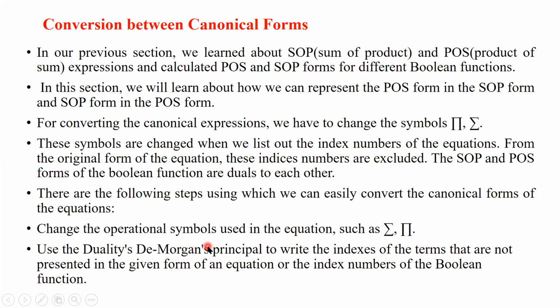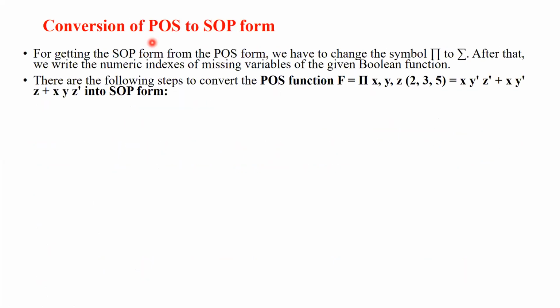Now just write down the heading, and we will see with an example how you will convert between canonical forms. Converting between canonical forms means converting a product of sum into a sum of product expression and vice versa. So how do I do this conversion? First is for getting the SOP, the sum of product, from POS form. So suppose my product of sum is given, and I want to get the sum of product.